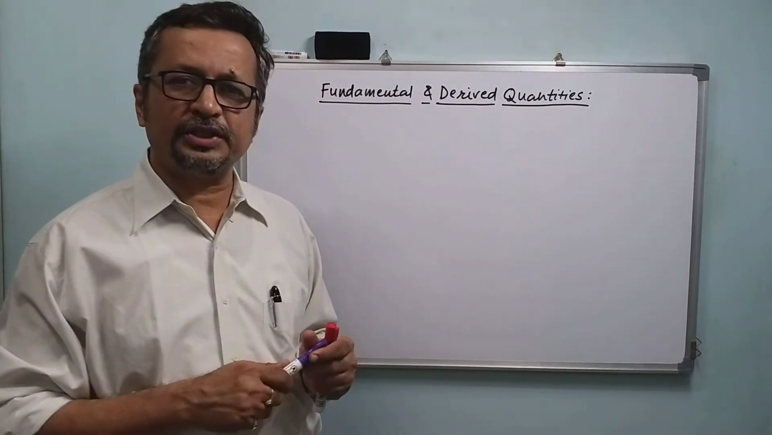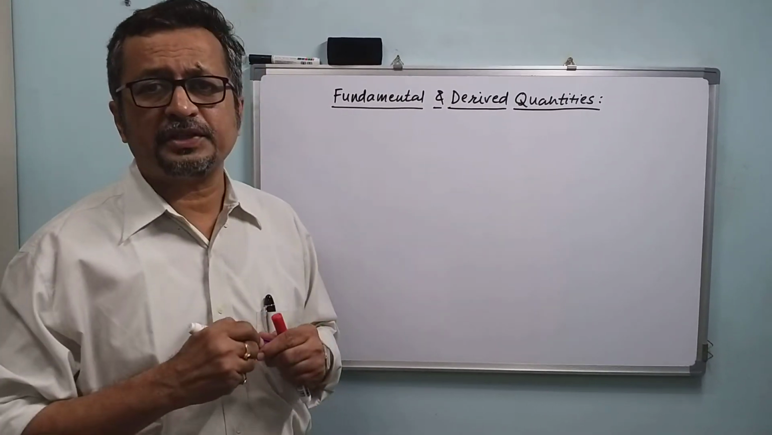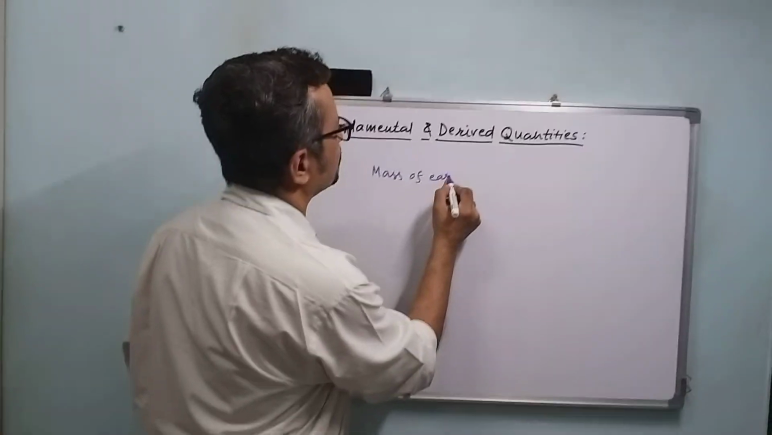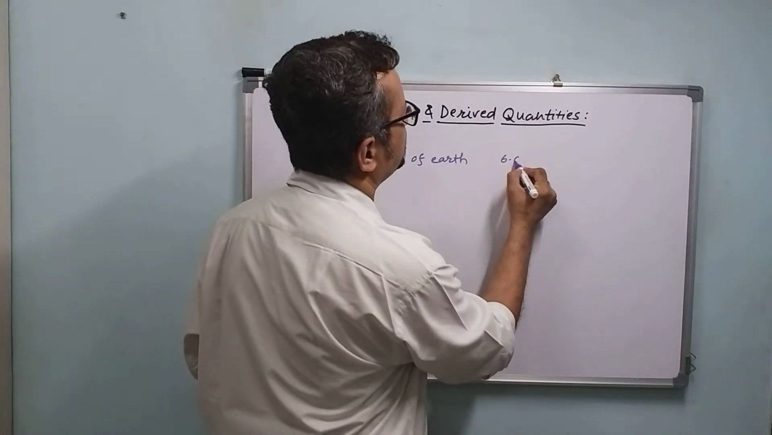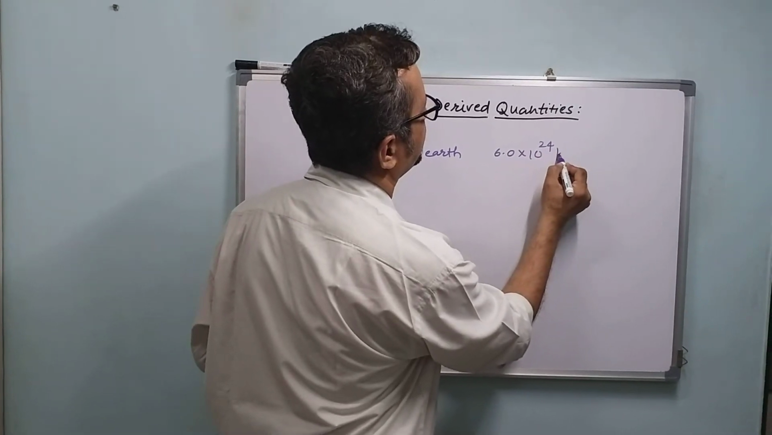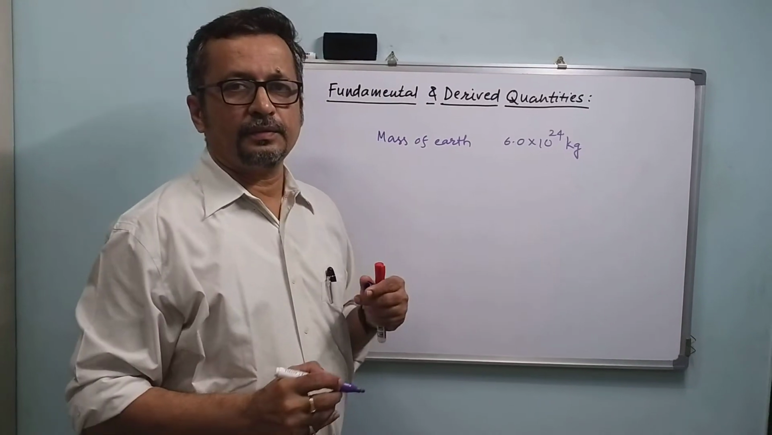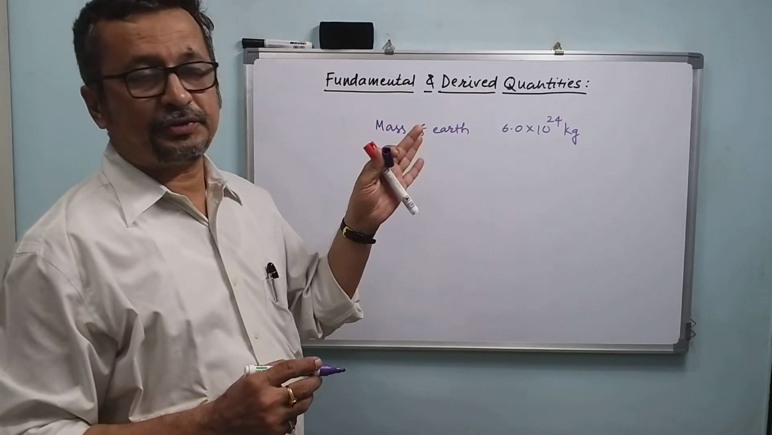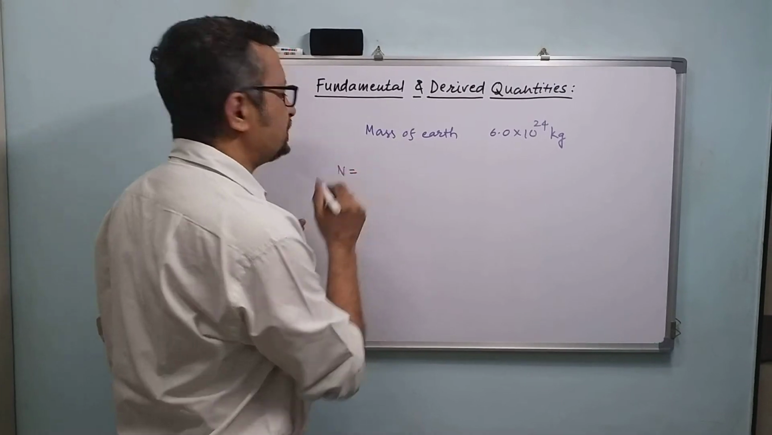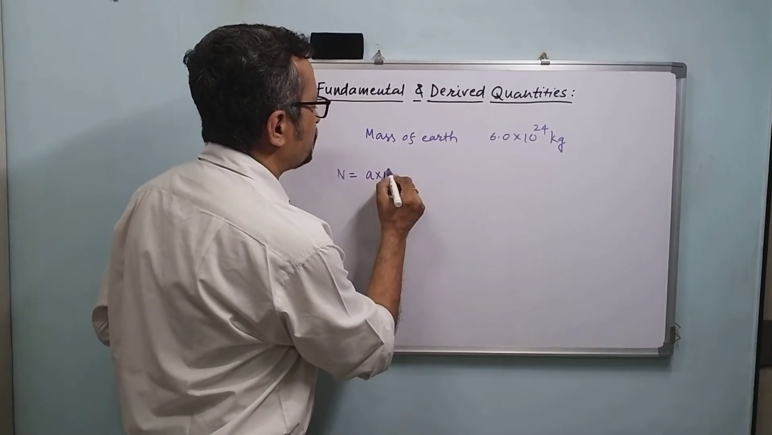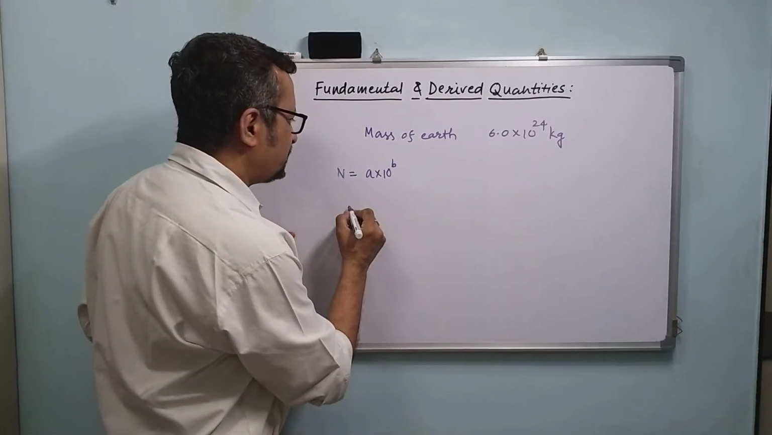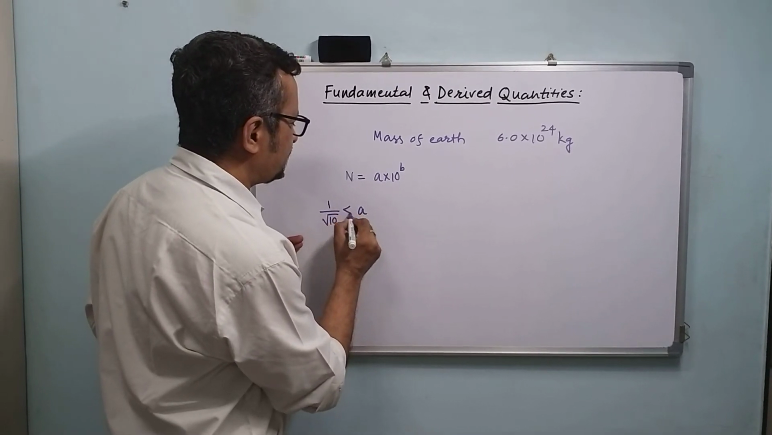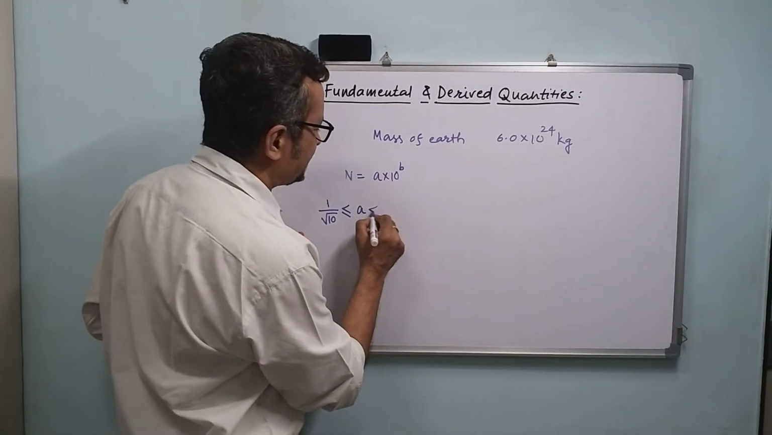Now here there is some logic used for expressing these physical quantities. For example, I'll give you one example of mass of Earth, and that is about 6.0 into 10 raised to power 24 kg. Now, how do I express order of magnitude of this? For order of magnitude, suppose I have this number n, and that is equal to a into 10 raised to power b, correct? And here the condition is a should be greater than 1 over root 10, and it should be less than root of 10.